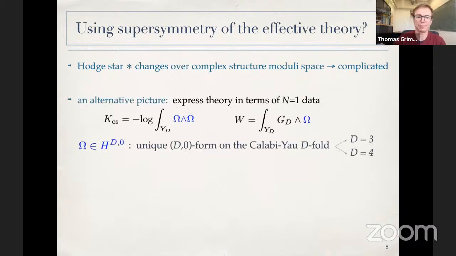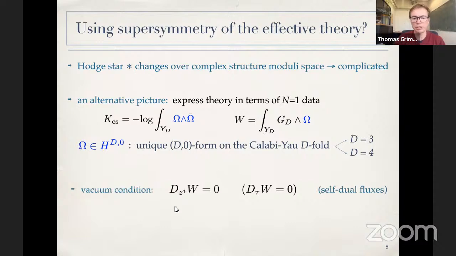Now, what people then said is, well, let's have an alternative picture of the story. Maybe this sheds some new light on what we are doing. Namely, we could say it's a supersymmetric effective theory, so it has N=1 supersymmetry. So you can write down the four-dimensional data, a Kähler potential and a superpotential. And then the vacuum conditions are just the F-term conditions imposed on this flux superpotential. If I require the vanishing of these F-terms, then I find precisely these self-dual fluxes which I introduced before. Now we have reformulated things in an N=1 language.